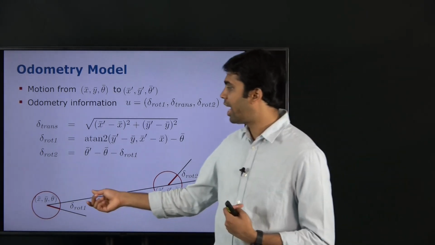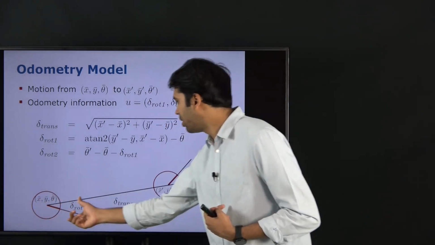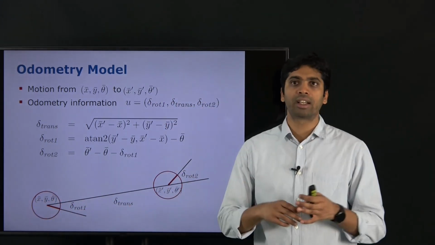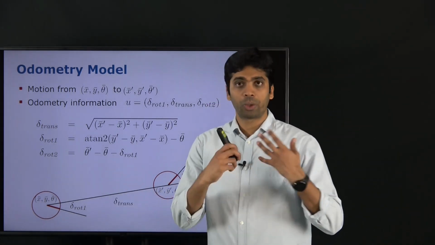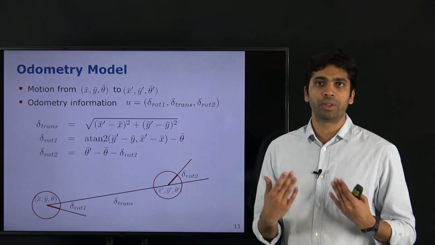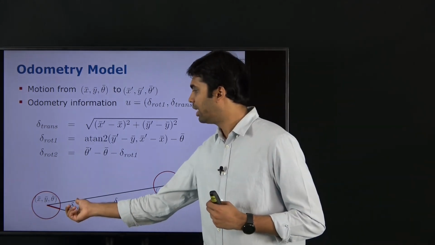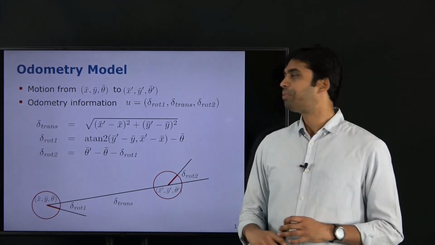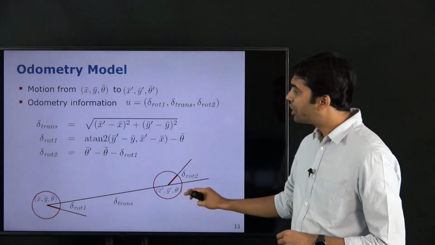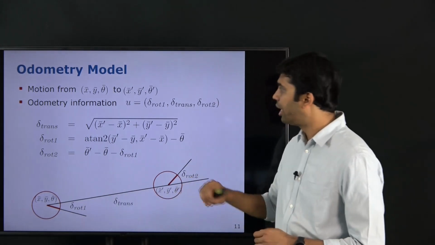So for example, if you had a differential drive robot, maybe the robot actually moves along an arc, but for the sake of analysis, what we say is that our control commands in this case are broken down into this model, where each motion is basically a rotation, a translation and a rotation. And some equations here to figure out what these rotation values are.